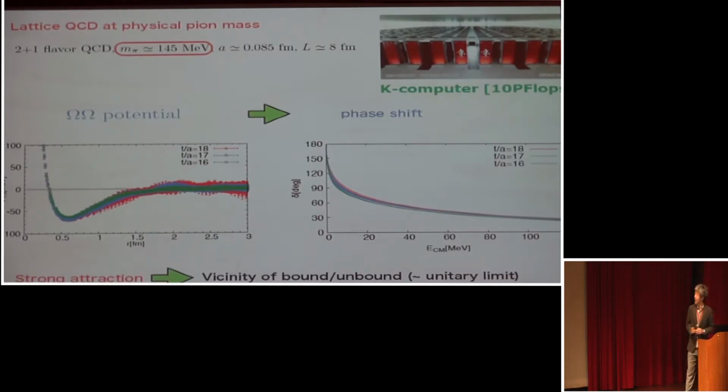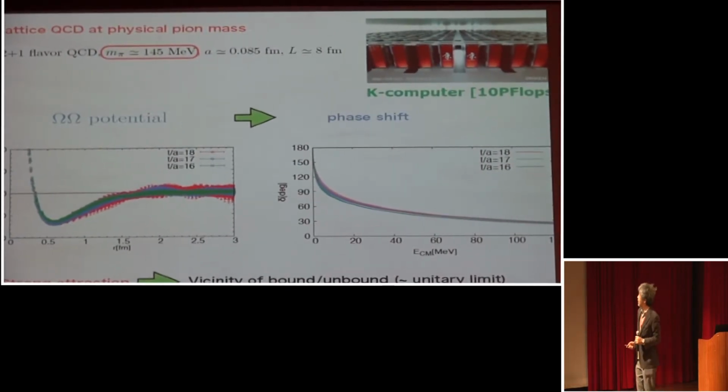So we consider omega omega. The result is already published on arXiv. This calculation is in 2+1 flavor QCD at almost physical pion mass, 145 MeV, using the K computer in Kobe, Japan. The lattice spacing is about 0.09 femtometer, and the box size is huge, 8 femtometers.